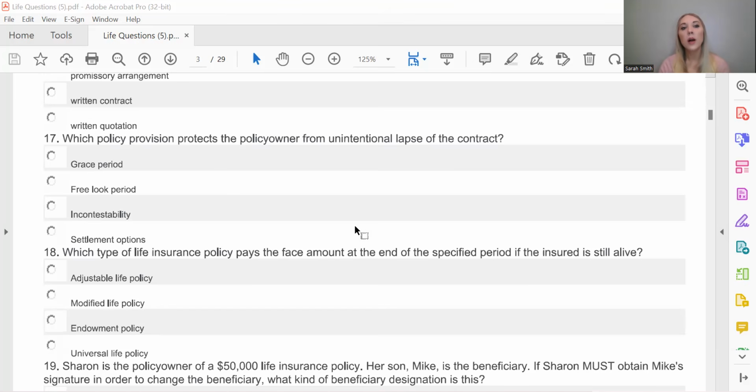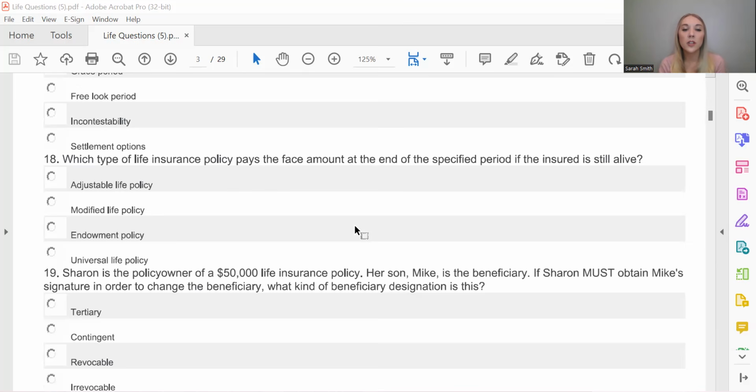17, which policy provision protects the policy owner from unintentional lapse of the contract? Grace period, free look period, incontestability, or settlement options. I wanted to go through the answers for this one because that's a really, really good example of knowing your vocab. So unintentional lapse of the contract, this is going to be your grace period, right? They're giving you the grace because you might not have paid, but you don't want your contract to lapse. So you've got a little bit of a grace period to go back and pay that.